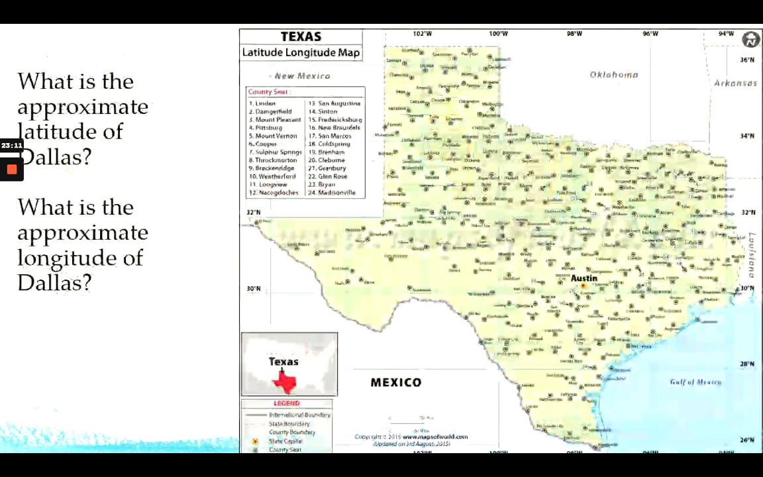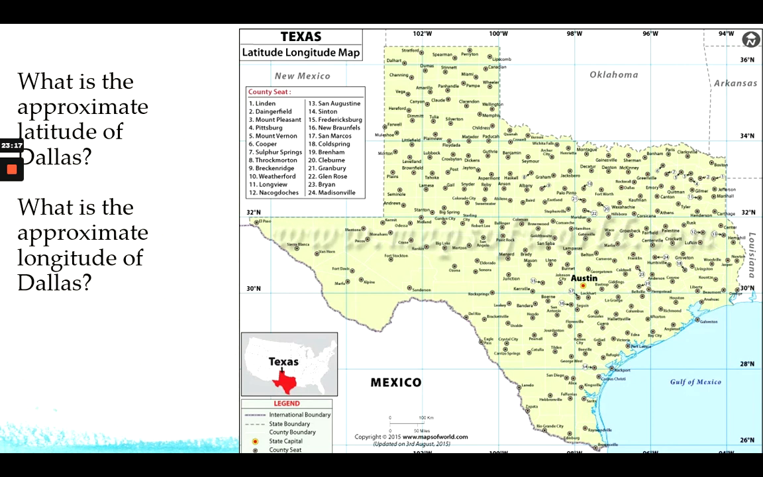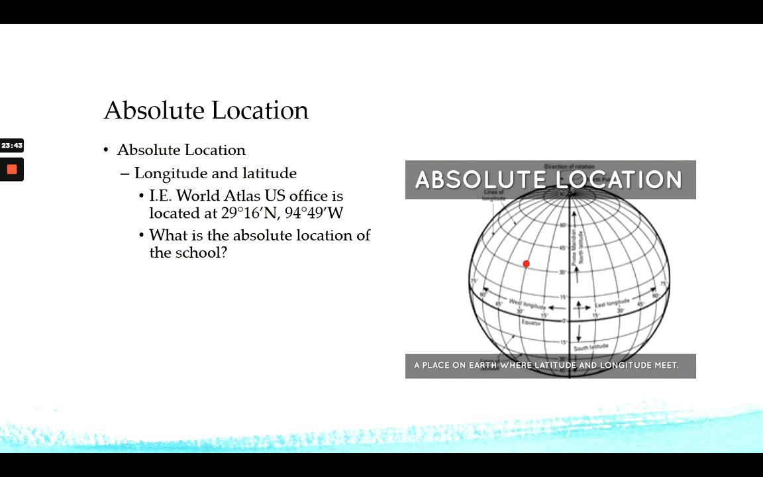So what is the approximate latitude of Dallas? What is the approximate longitude of Dallas? So, latitude lines. Dallas, about 33 degrees north. Dallas, about 97 degrees west. Okay. All right, write this down or at least summarize it. Absolute location is when you give some sort of coordinates for its location, usually latitude and longitude, but it could be for any kind of grid system.